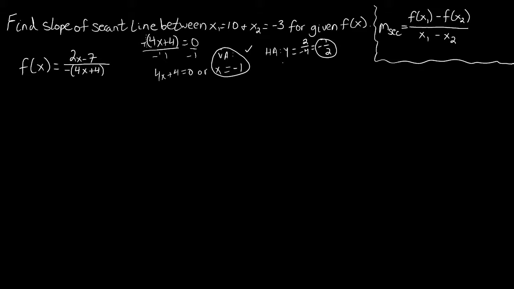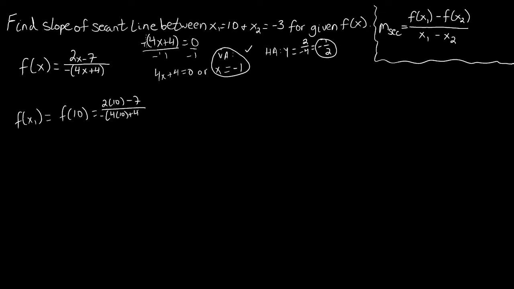So let's see if this even poses a problem for us, and let's start evaluating our function. First, let's evaluate f of x1, which is f of 10. That gives us 2 times 10 minus 7 over negative 4 times 10 plus 4.